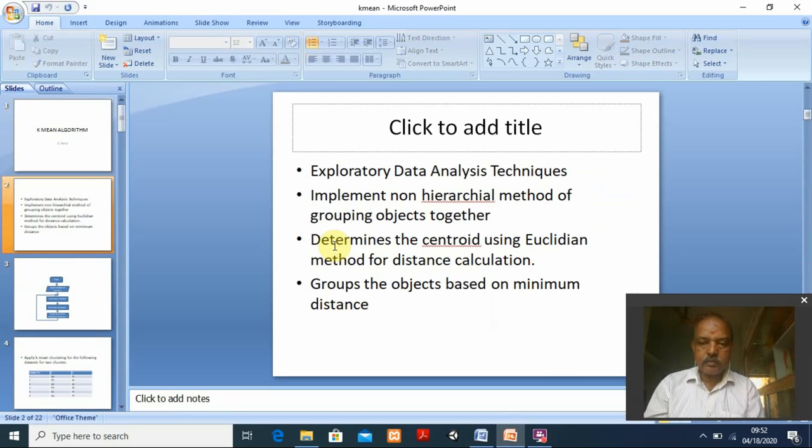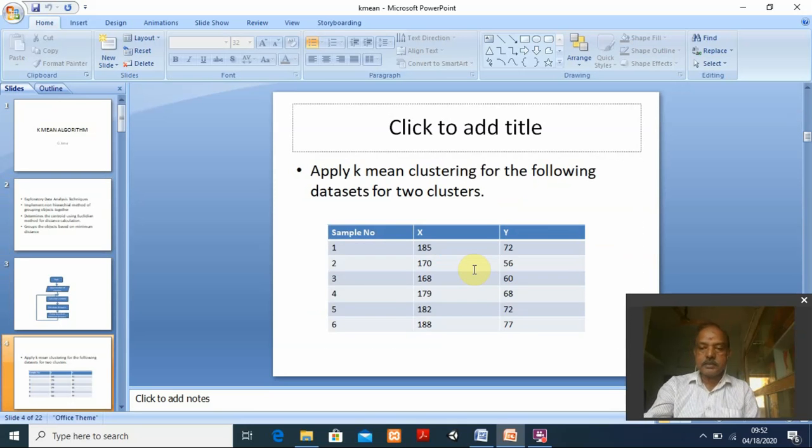Now, welcome to the K-means algorithm. Here, this is used for exploratory data analysis, and it implements a non-hierarchical method of grouping objects together. It also determines the centers using the Euclidean method for distance calculations. What I calculated as the small d, if you remember, is calculated using this, and the group of objects is based on the minimum distance. That is the main thing here.